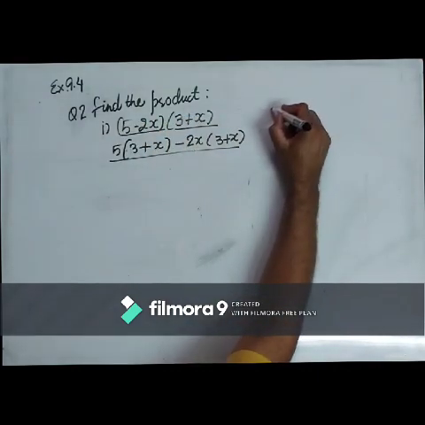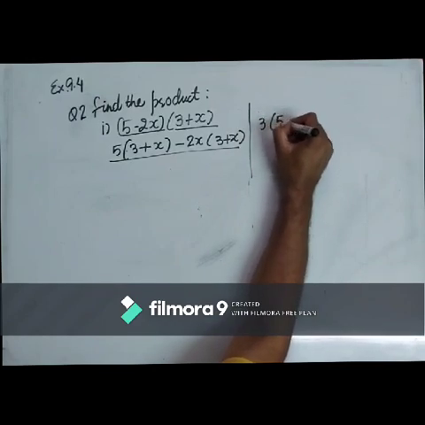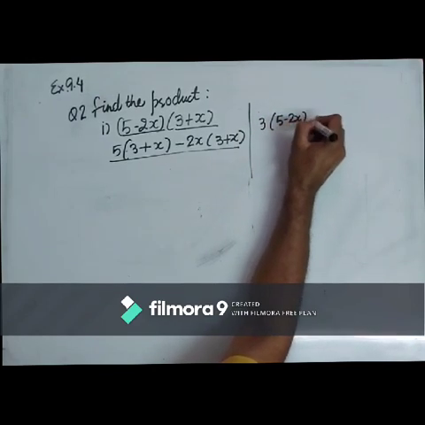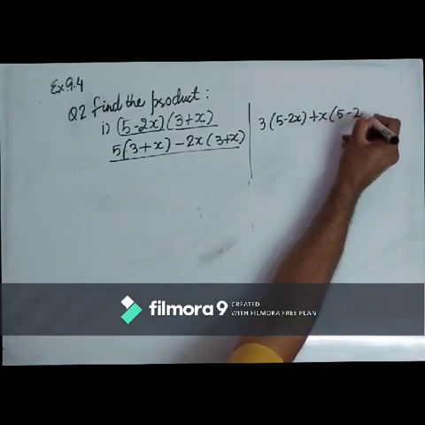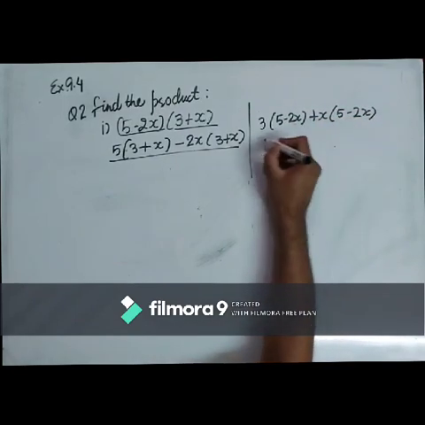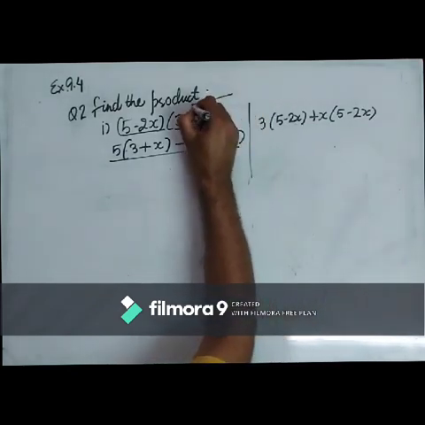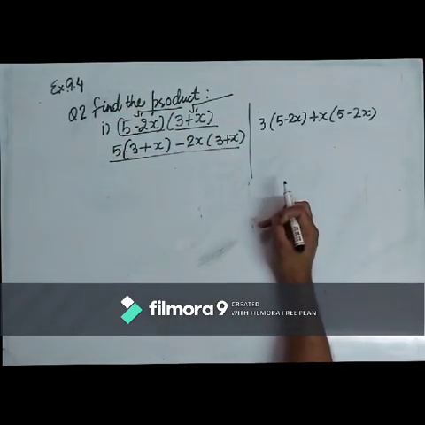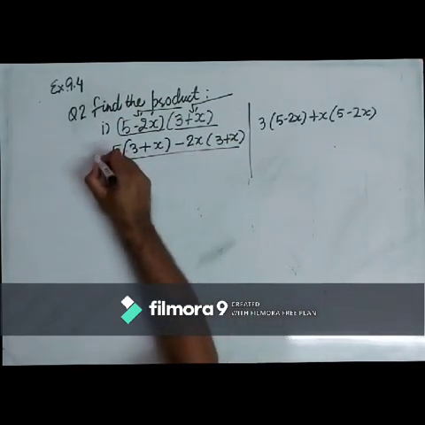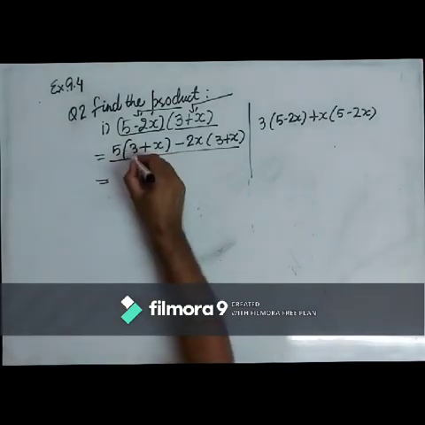You can write here, no problem, 3 bracket start 5 minus 2x, plus x bracket start 5 minus 2x. There is no problem at all, right? Whatever you do, it will be correct. So you break the second one or you break the first one. Mostly I am breaking the first one and using the distributive property here. So distribute this 5 into the binomial.